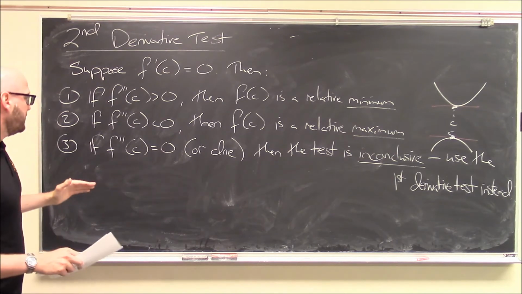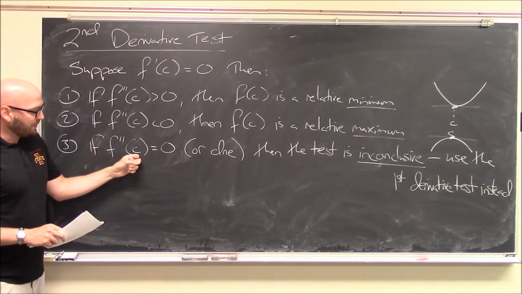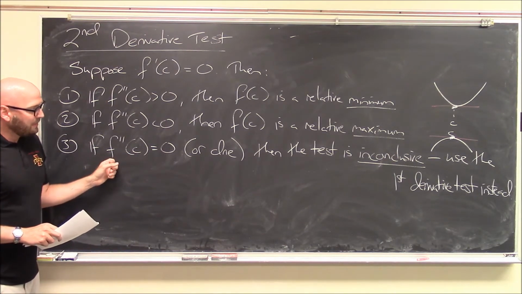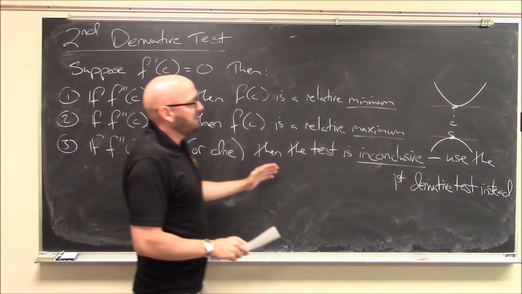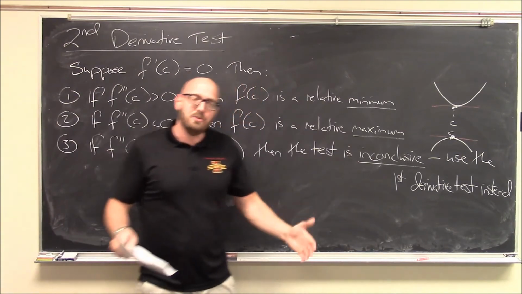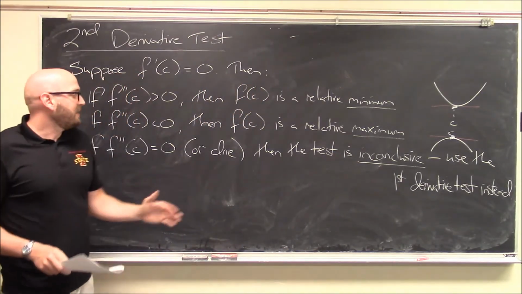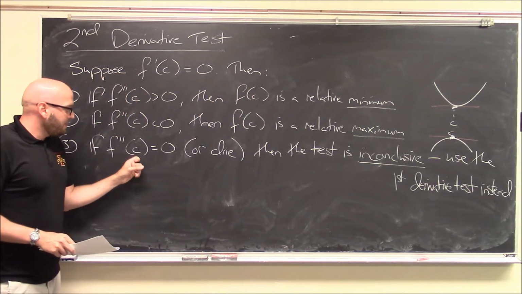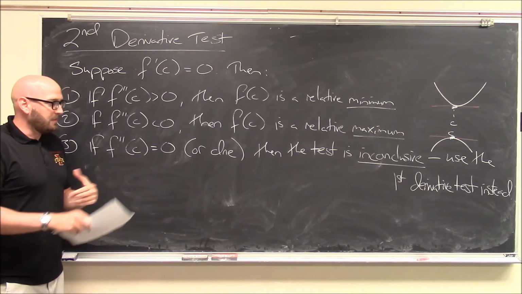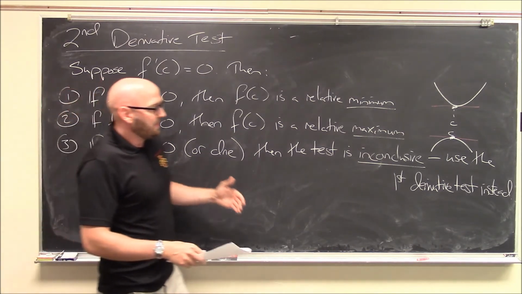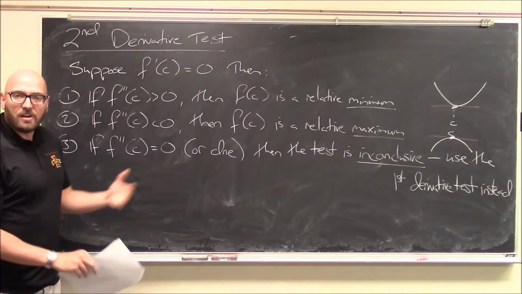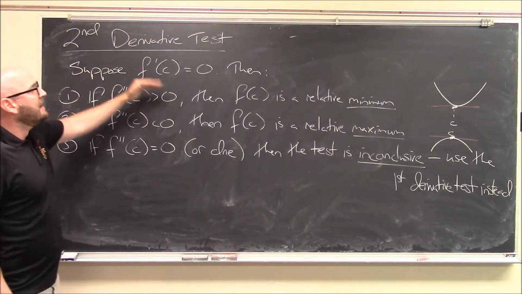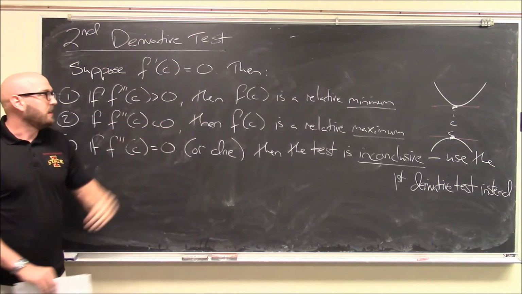You might run into the situation where you plug your critical number c into the second derivative and you get 0, or it doesn't exist. In this case, the test is inconclusive. It doesn't tell you anything. But that's okay, because we can still hope to classify c as a max or min or neither by using the first derivative test. There are other options. This is just another way of going through this classification process.